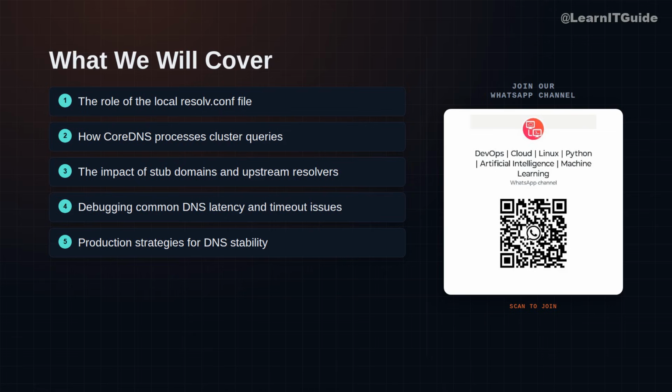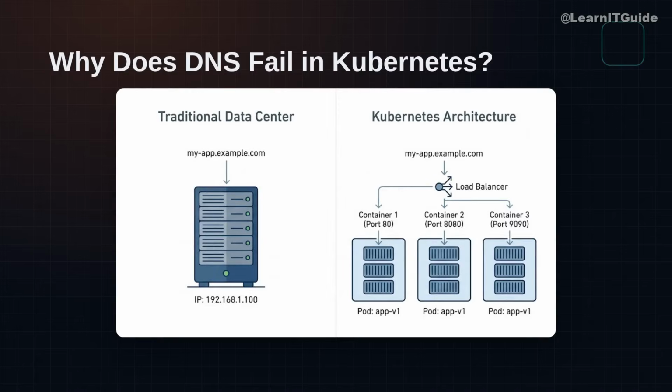Let us get started. So why does DNS fail in Kubernetes? In a traditional data center, your DNS records are usually static. But in Kubernetes, pods are temporary and services are virtual constructs that exist only in memory. When a pod restarts, its IP changes. If your system couldn't map a constant service name to a shifting backend IP in milliseconds, your microservices would lose connectivity instantly. This is the exact problem that makes cluster-aware DNS the heartbeat of your infrastructure.